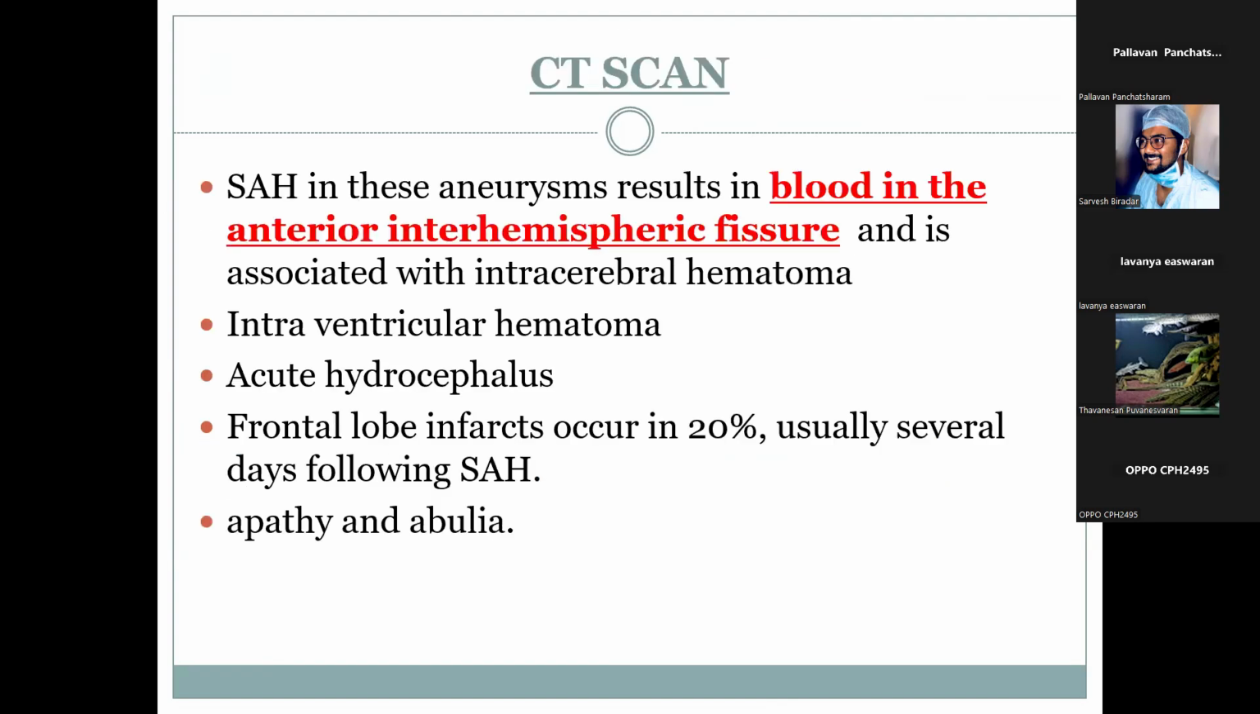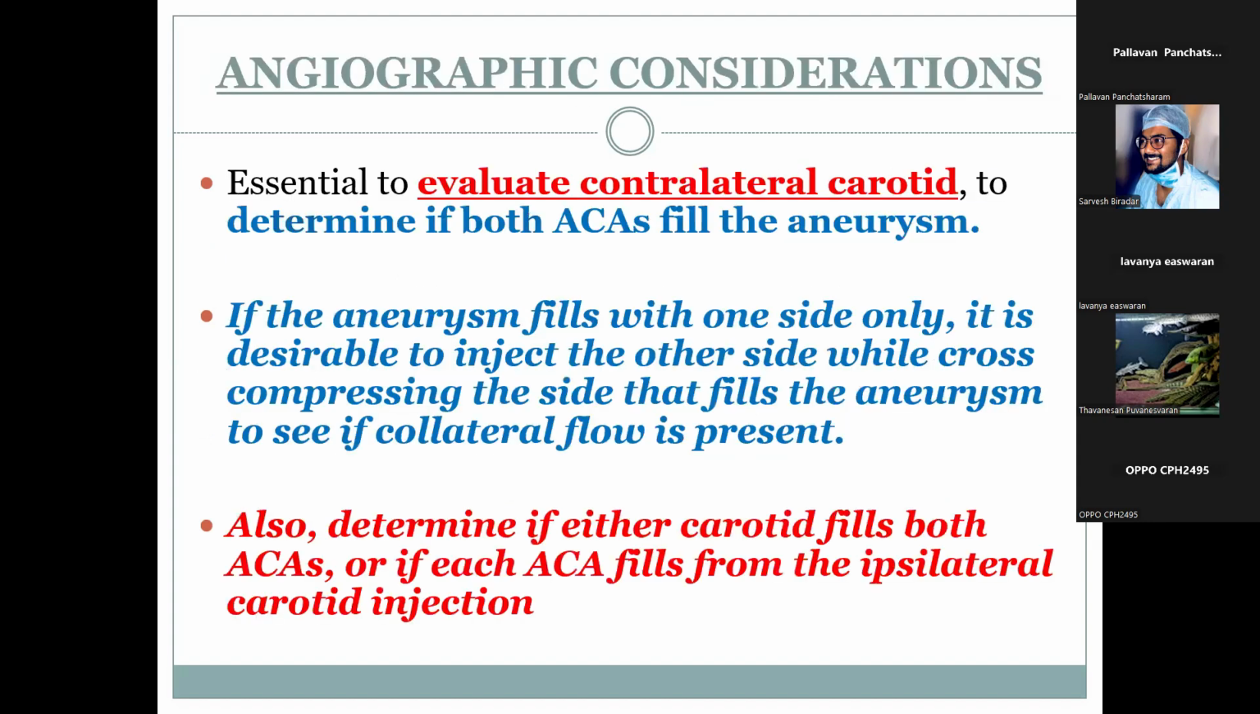In the CT scan, we see blood in the anterior interhemispheric fissure, intraventricular hematoma, and acute hydrocephalus, and the patient can present with apathy and abulia as a result of this. The angiographic consideration is very, very important. You evaluate the contralateral carotid to determine if both anterior cerebral arteries fill the aneurysm. And if the aneurysm fills with one side only, it is desirable to inject the other side while cross-compressing the side that fills the aneurysm to see if collateral flow is present or not.